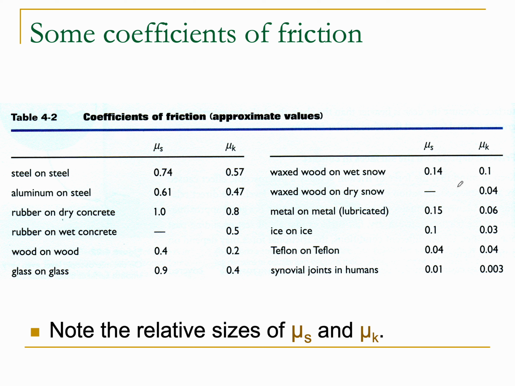Take a quick look at this table. I want you to notice the relative sizes of mu sub s and mu sub k for a given set of surfaces. For almost all of them, you'll notice that mu sub s is larger than mu sub k for the same materials. There's only one exception to that rule in this one, and that is Teflon on Teflon, where it actually matches. But for everything else, typically you end up with a much smaller mu sub k than mu sub s.